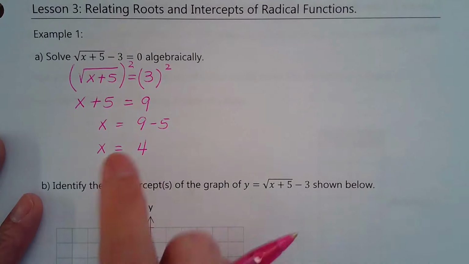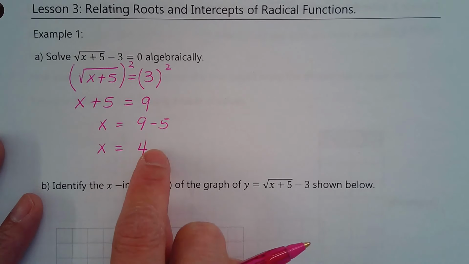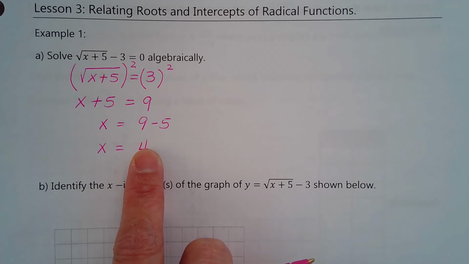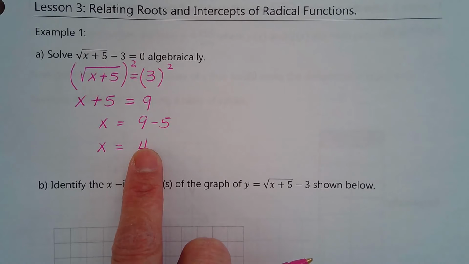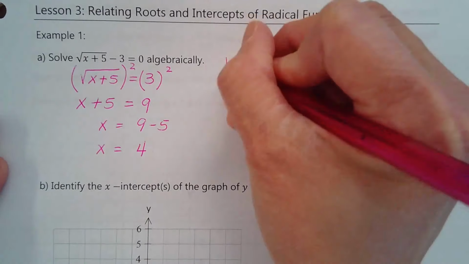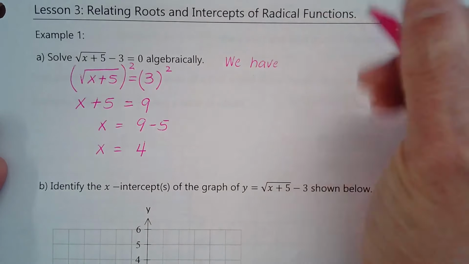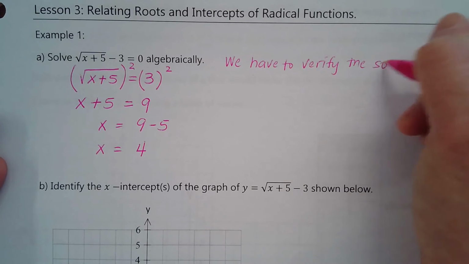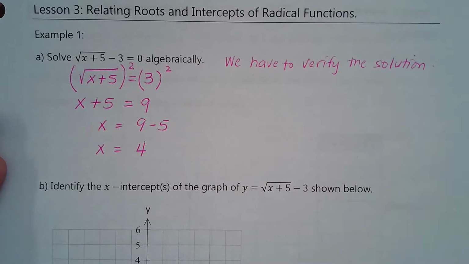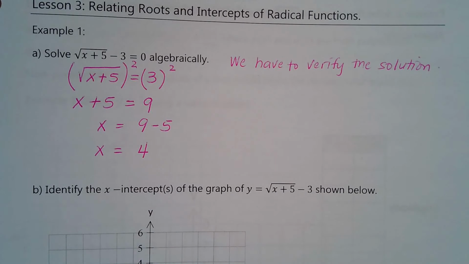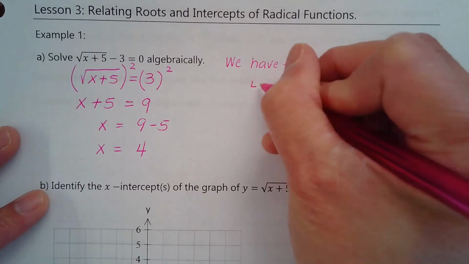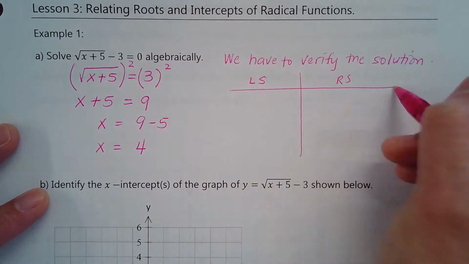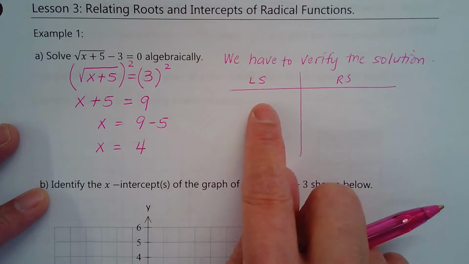Okay, so before we state that 4 is the final answer, what we have to do first is check or verify our solution. In this case, there's only one solution, x equals 4. Then how do you verify? We have to go with the left side, work it out, and then the right side, work it out. What does the left side look like?